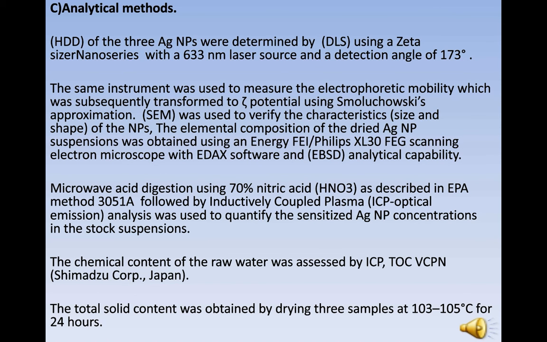The analytical methods. The hydrodynamic diameters of the 3 AgNP were determined by dynamic light scattering using a Zetasizer Nano series with 633 nanometer laser source and detection angle of 173 degrees. The SEM was used to verify the size and shape of NPs. Element composition of the dried AgNP suspension was obtained using an FEI Philips scanning electron microscope with EDAX software, and electron backscatter between AgNP and the natural water colloids.